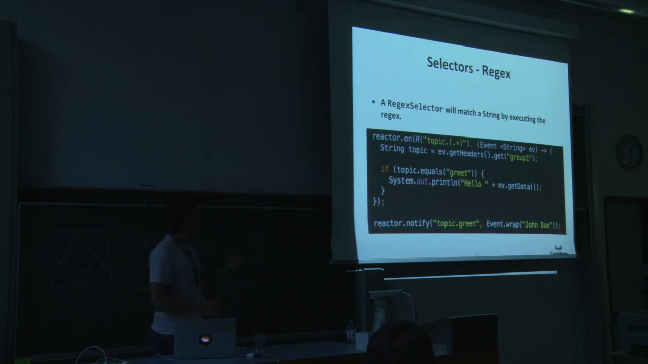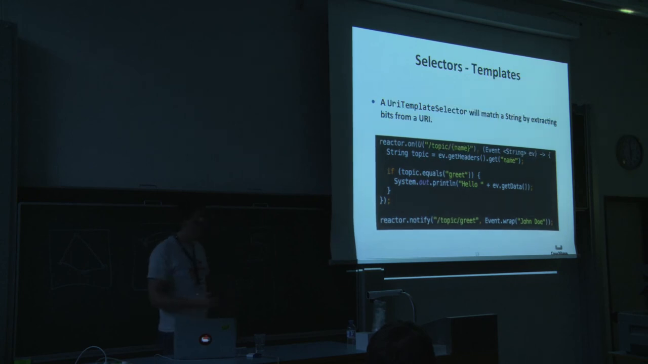I just want to emphasize that this kind of message notification is very, very flexible. We also support UI templates. So here we have a topic, and then we have an identifier, like a name. It works exactly the same, and we can take out this information. This one is just more readable if you have a simple thing that you want to take out.